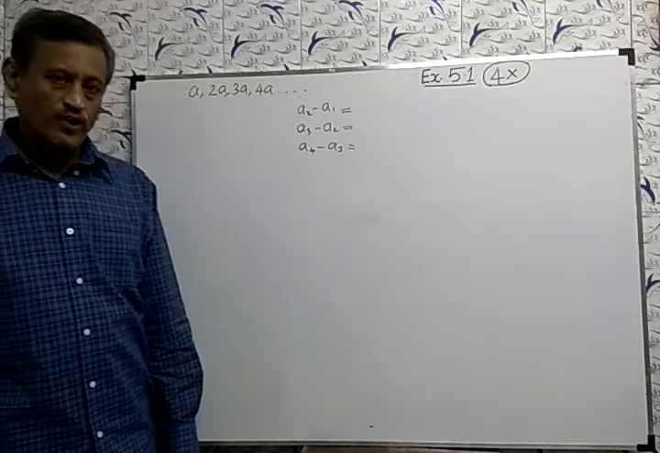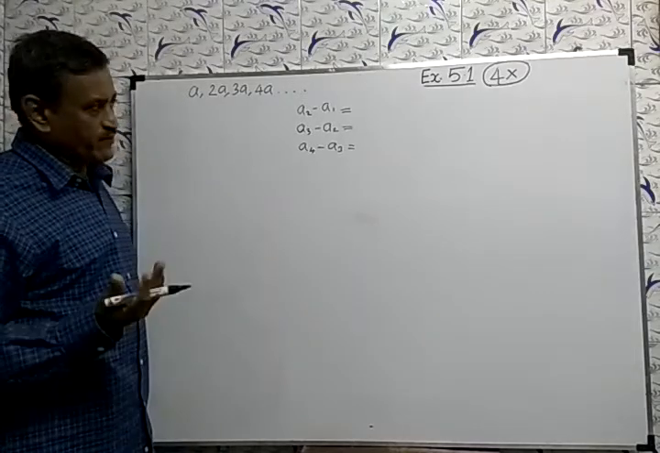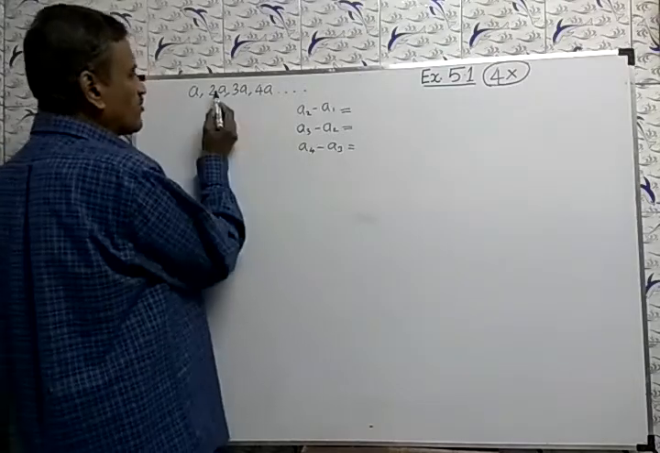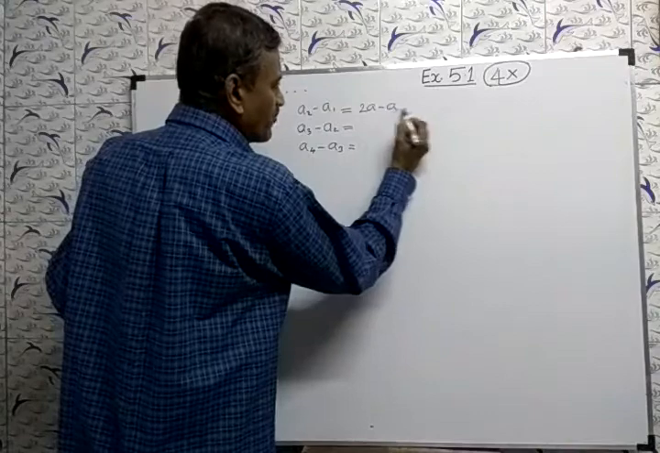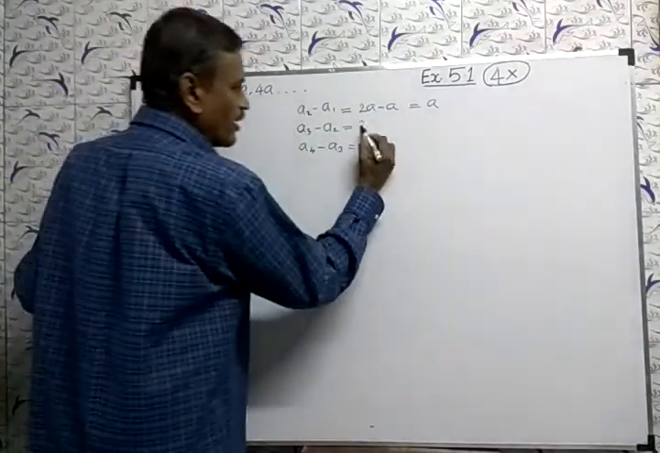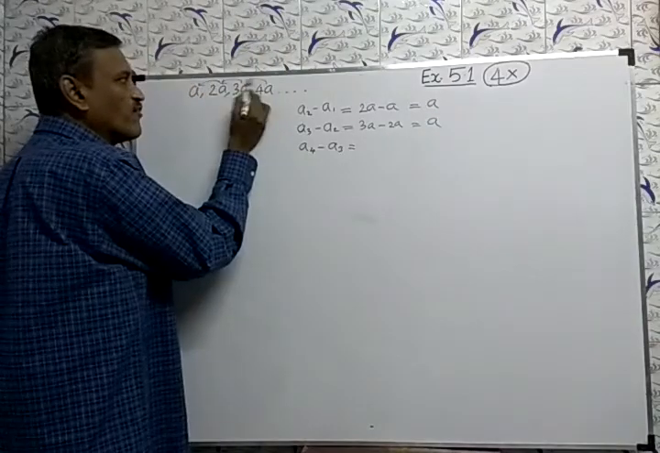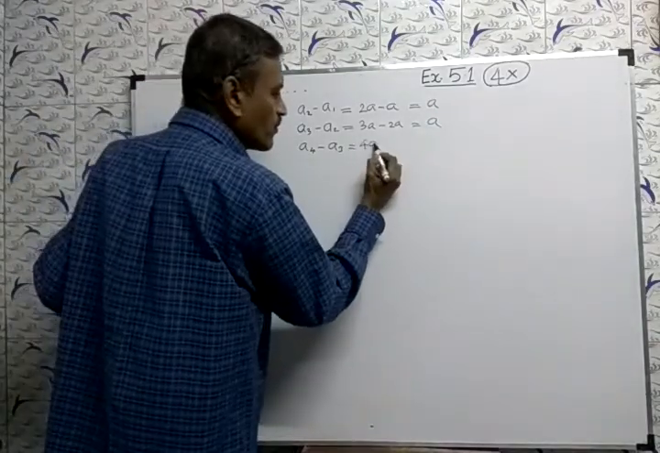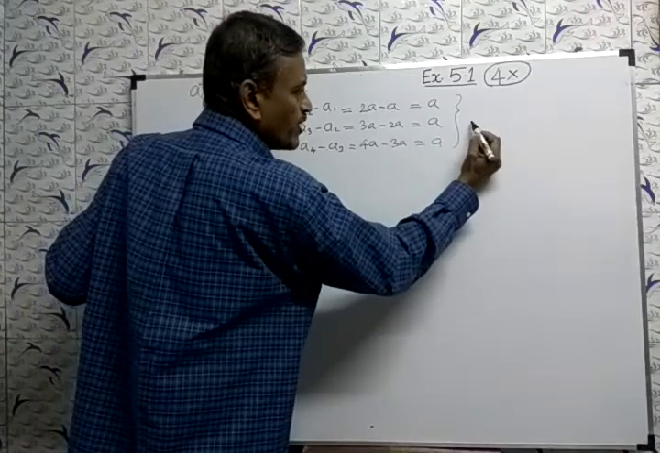Exercise 5.1, question number 4, 10. A, 2A, 3A, 4A. So I'm finding first A2, second term minus first term. 2A minus A, answer is A. Then 3A minus 2A, answer is again A. Then 4A minus 3A, again A. Same one here. Common difference is same.